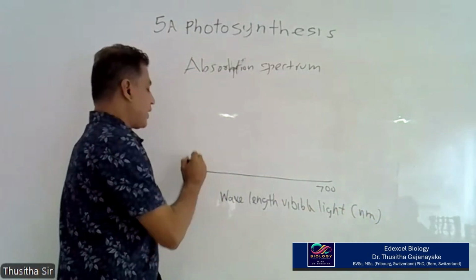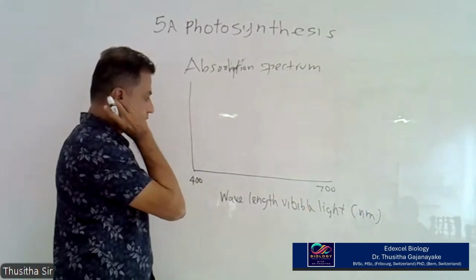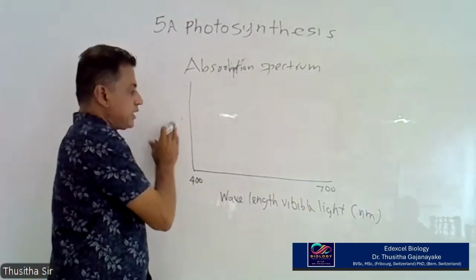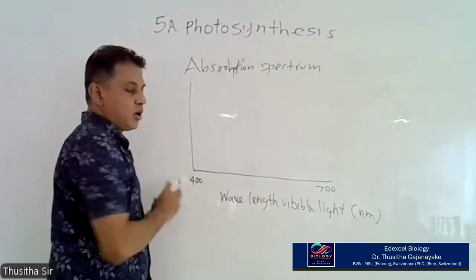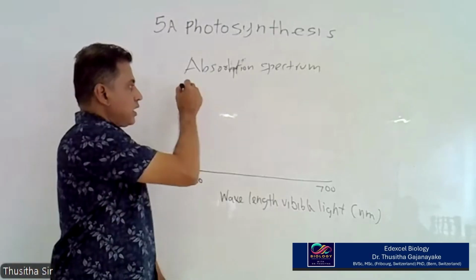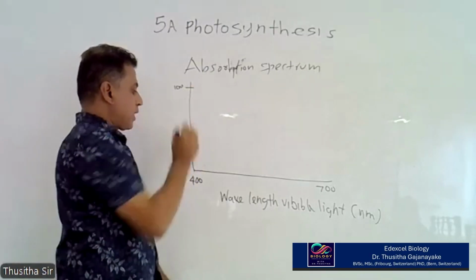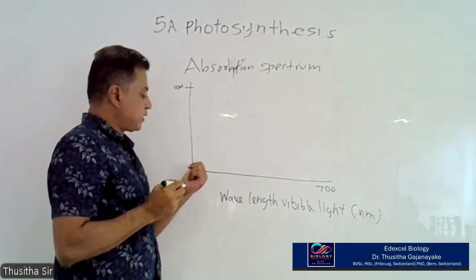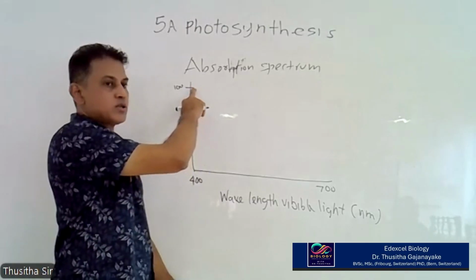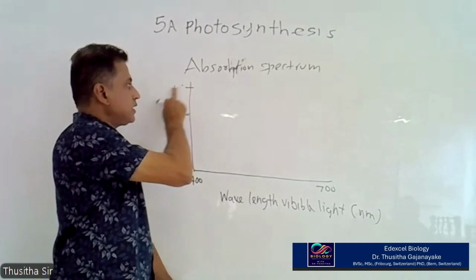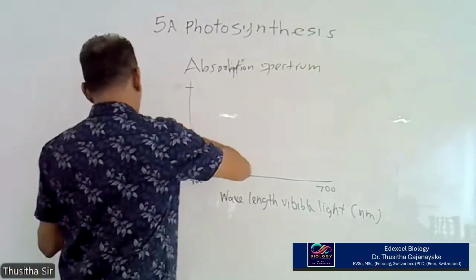And on the y-axis we place arbitrary units or percentage of light absorbed. For example, if it is 100%, any pigment which can absorb 100% of light goes here. So that's the absorption.